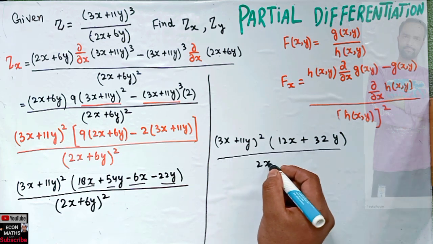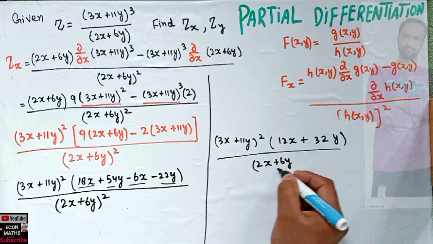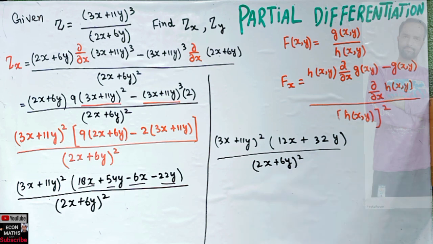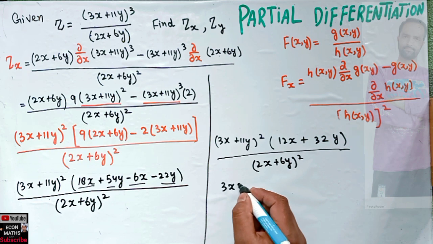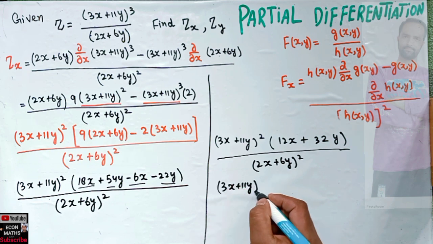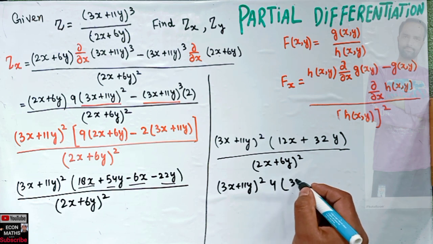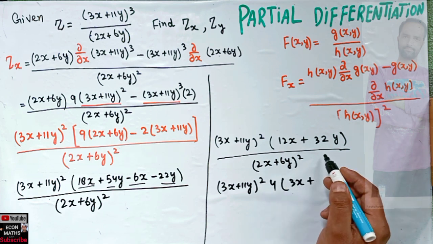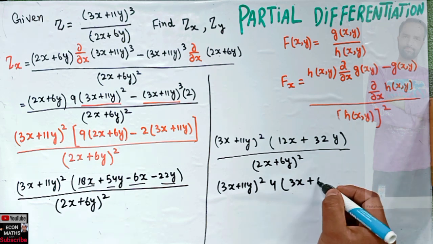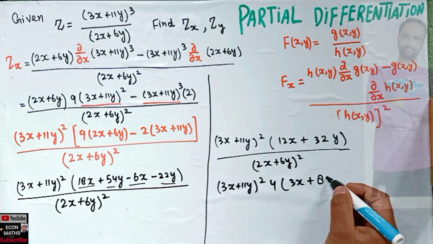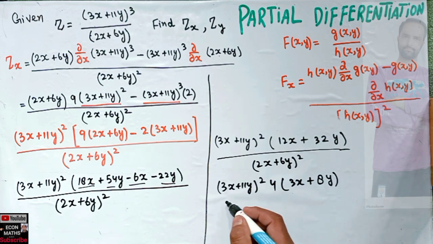Then we have (2x + 6y) square. Okay, can we do some further simplification here? Let's try to see. So we have (3x + 11y) square. Let's take 4 common here. We are left with 3x plus 8y, since 4 eights are 32, and here we can take 2 square common.